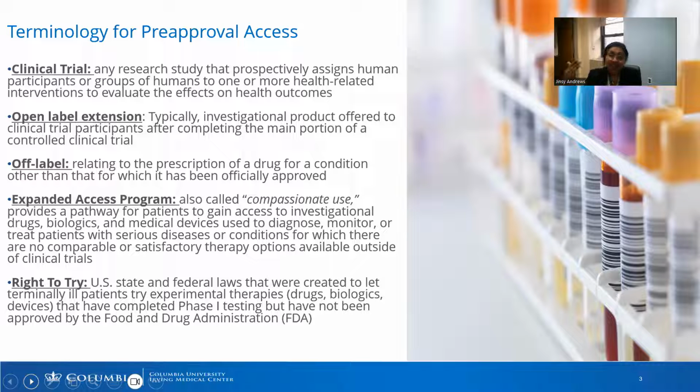Now, expanded access is what we're going to focus on today, which is also referred to as compassionate use. But in the US, the official mechanism is called expanded access, or EAP. Compassionate use is often a term that's used for an official program that's offered usually in other regions abroad. But it provides a pathway for people to gain access to an investigational drug or biologic, really for treatment of a serious condition where there's no comparable or satisfactory therapy available outside of a clinical trial.